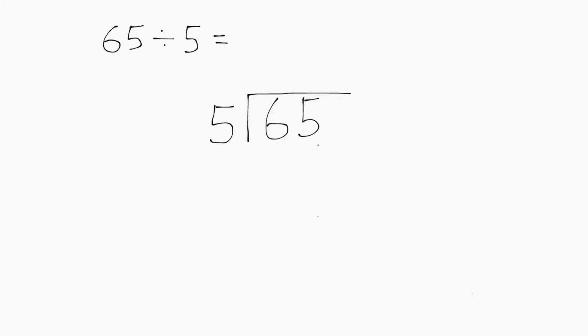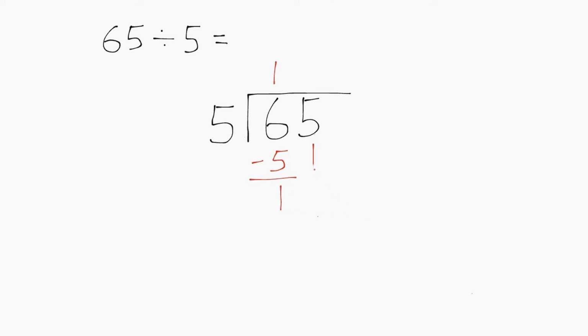Another way to divide is to set up your problem as shown. The dividend goes into the bracket, and the divisor goes on the outside. The first step is to check if the divisor can go into the first digit of the dividend. And in this case, 5 can go into 6. It can go in 1 time, so 5 times 1 will equal 5. And you subtract the first digit minus 5, and you'll get 1.